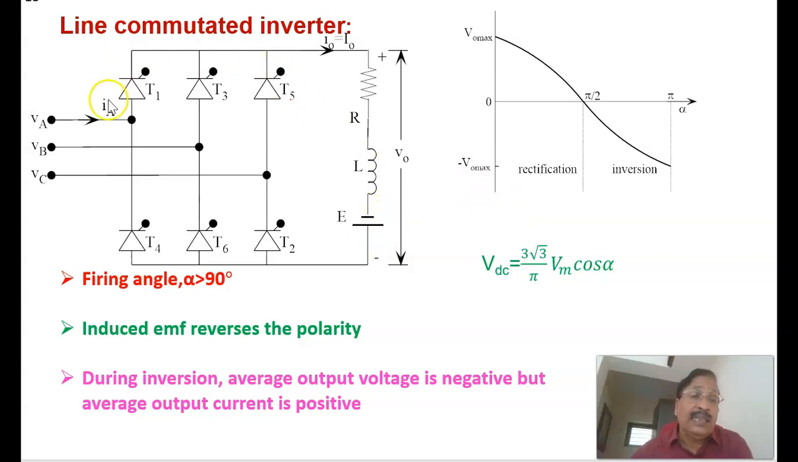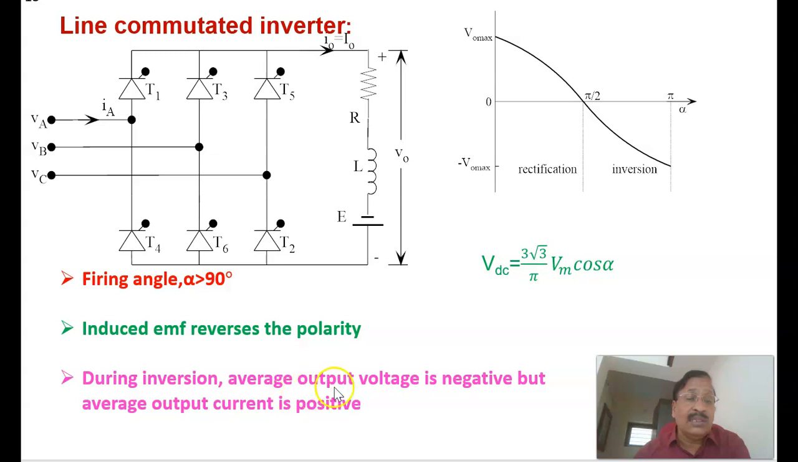Therefore, if the firing angle of these thyristors is kept more than 90 degree and the induced EMF reverses, the polarity of this voltage is now negative with respect to this point. Therefore, the induced voltage polarity reverses, because as per this one, if alpha is more than 90, this will become negative. Here minus and here plus.